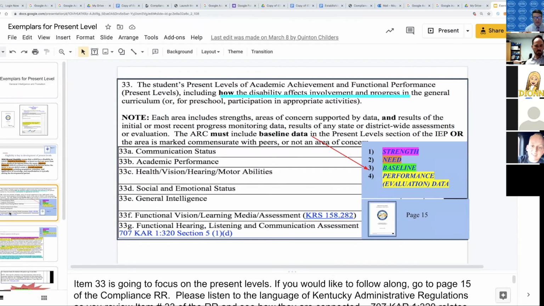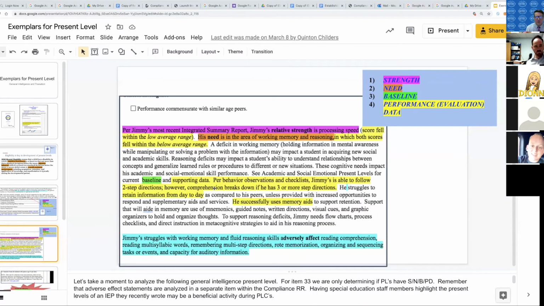You see right here, this is the same page from your record review that we've been talking about. Here are the things that are needed: strengths, needs, baseline, and performance and evaluation data. You also have to have an adverse effect statement that goes along with that, how the disability impacts. Okay, but you also have to tie this general intelligence back to a baseline, to show what impact that disability with that intelligence is having on academic and functional performance. So we realize those have to be there. So then we break it down here.